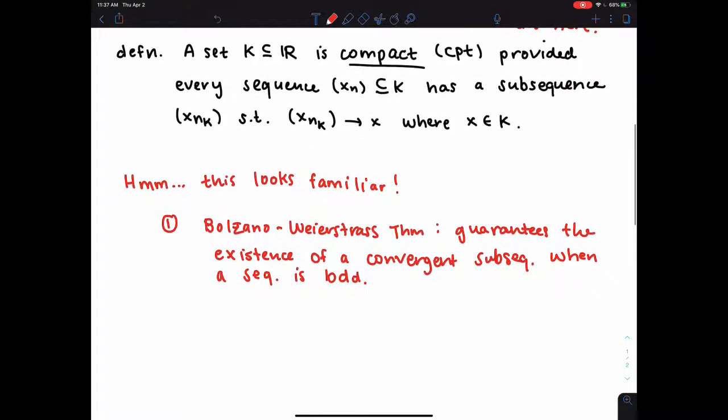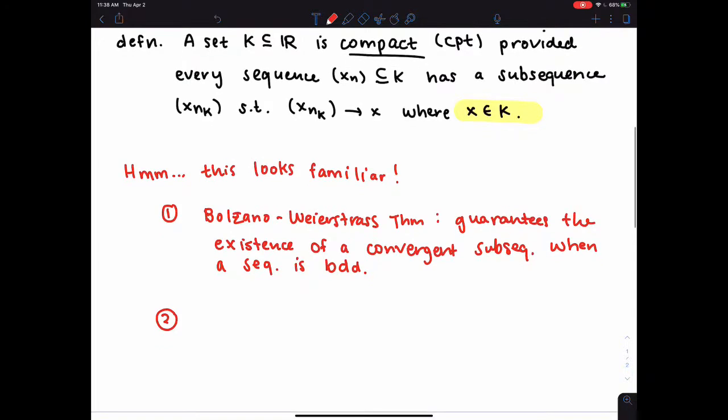And the second one is this part where we're saying not only do we get a convergent sequence, but we also get this requirement that the limit ends up back in the set. And that sounds kind of like closed. So we know that closed sets contain the limits of their convergent sequences.